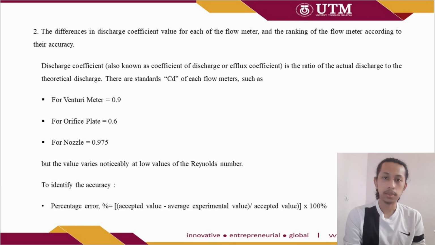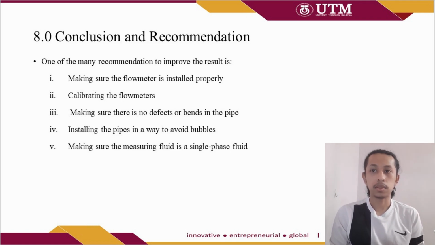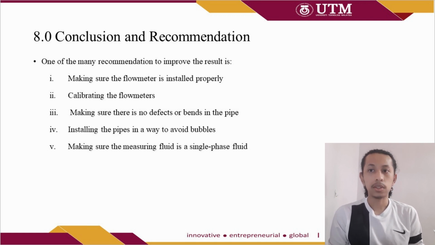For the conclusion and recommendation, one of the many recommendations to improve the result is making sure the flow meter is installed properly, calibrating the flow meters, making sure there are no defects or bends in the pipe, installing the pipes in a way to avoid bubbles, and making sure the measured fluid is a single-phase fluid.